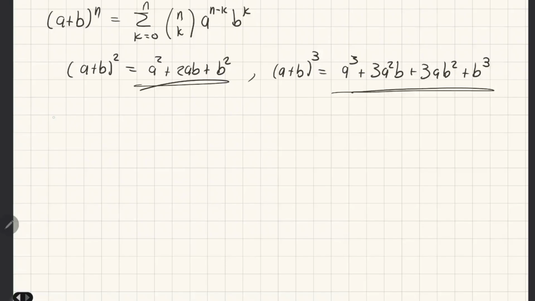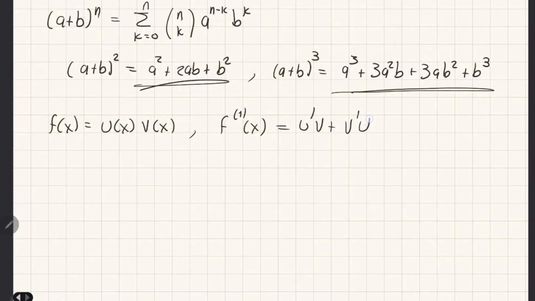For example, let's define that f(x) is equal to u(x) times b(x). And then what happens if we want to take the first derivative? Well, let me use this notation, 1 in between parentheses, for denoting the first derivative of f(x), which is going to be u' b plus b' u.